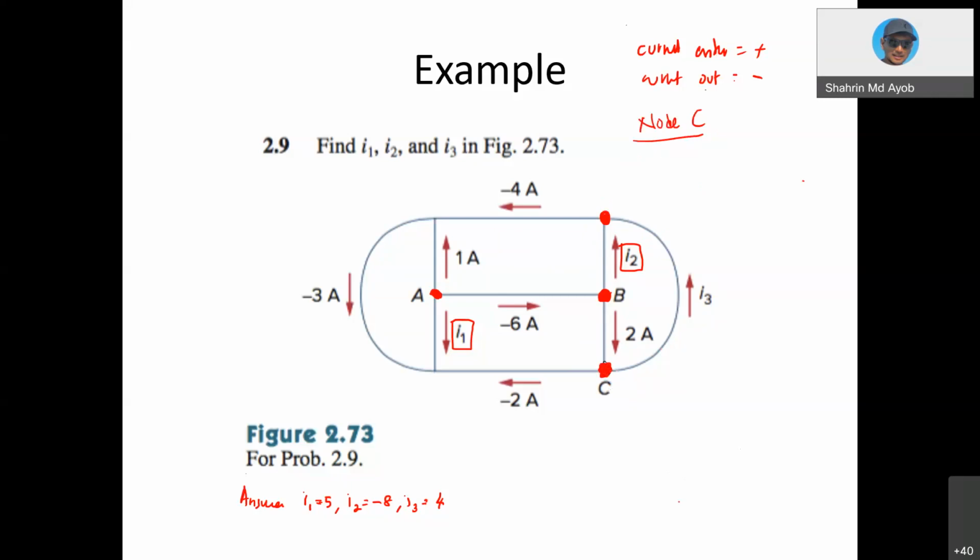So node C, current entry must be positive, so 2, and then the other currents are going out, so we have -2, negative I3. So you should get +2, negative I3. So your I3 is 4 ampere. Okay, so we have completed this example. Very easy and straightforward.